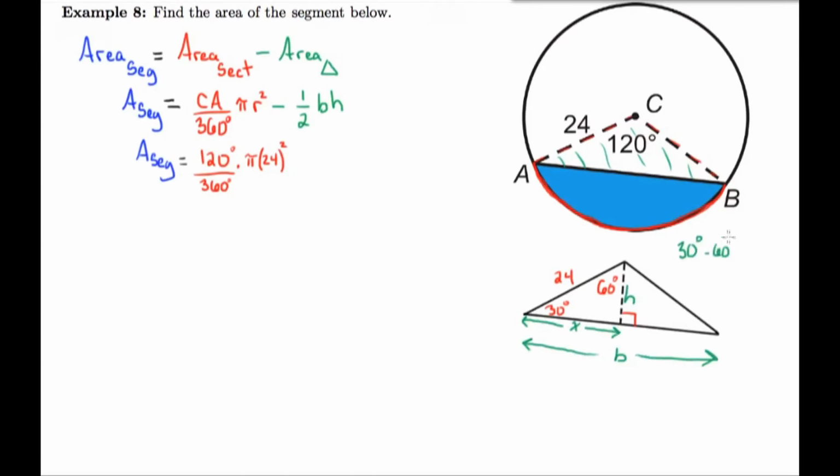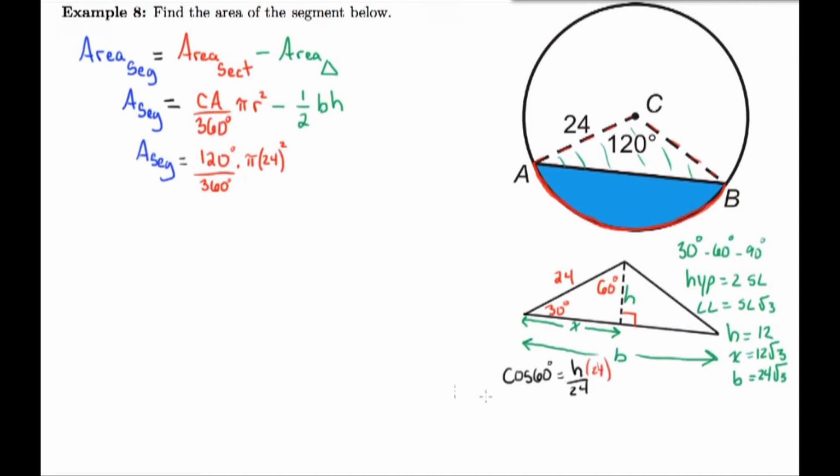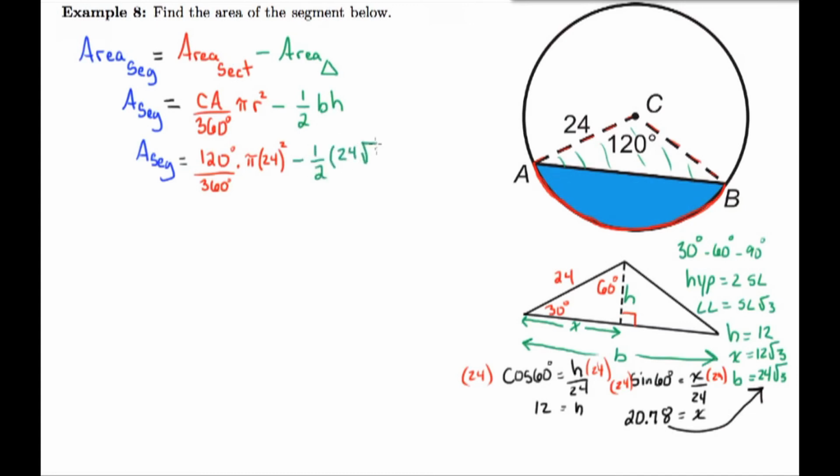Well, I know the hypotenuse is twice the short leg, and the long leg is short leg root 3, so I can find all my sides that I need. If you don't remember the special triangle relationships, you can use SOHCAHTOA. I can use cosine 60 equals h over 24 to find the height, and I can find x by using sine. And the sine gives me about 20.78.